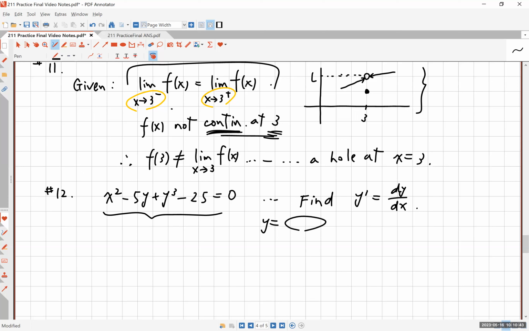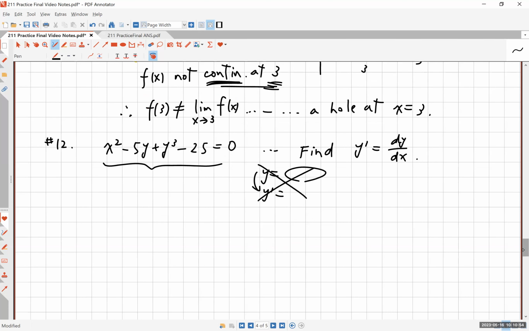If you could do that, then you could do your explicit differentiation, but that is not possible here because you have two terms involving y, y and y cubed. And so what we have to do here is to carry out implicit differentiation. That's the first thing you should notice. The problem does not say explicitly that you are to carry out implicit differentiation, but you should know that's the only way to do this problem, because you cannot write y equal to something explicitly.